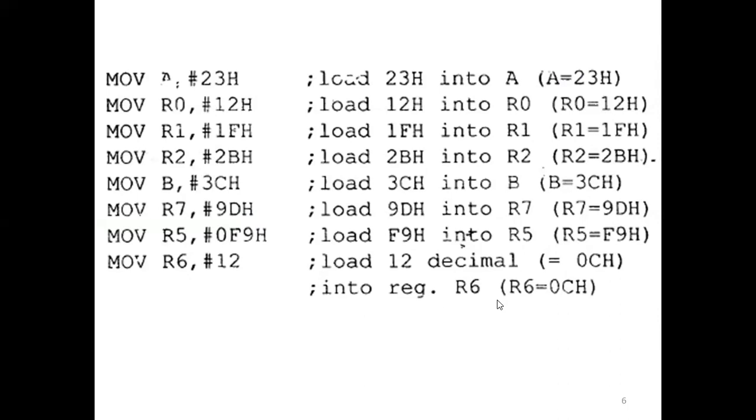You know that in hexadecimal, 10 is written as A, 11 as B, 12 as C, 13 as D, 14 as E, and 15 as F. Now MOV R1, hash 1FH, MOV R2, hash 2BH, MOV B, hash 3CH, MOV R7, hash 90H, and the destination register will be updated with that content. Next is MOV R5, hash 0F9H. As you can see from the above, this instruction is somewhat different.